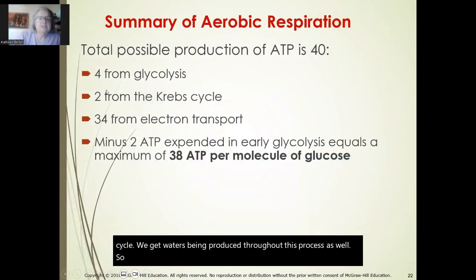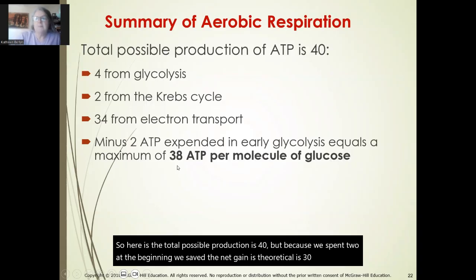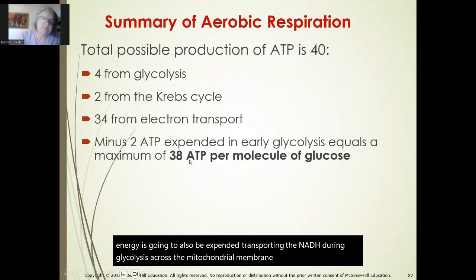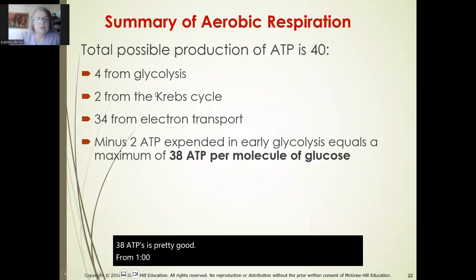So here is the total possible production is 40, but because we spent 2 at the beginning, we say the net gain theoretical is 38. It's typically going to be a little bit lower, probably in eukaryotic cells, because energy is going to also be expended transporting the NADH during glycolysis across the mitochondrial membrane. But nonetheless, 36 to 38 ATPs is pretty good from 1 glucose molecule. And this is showing where those are coming from.